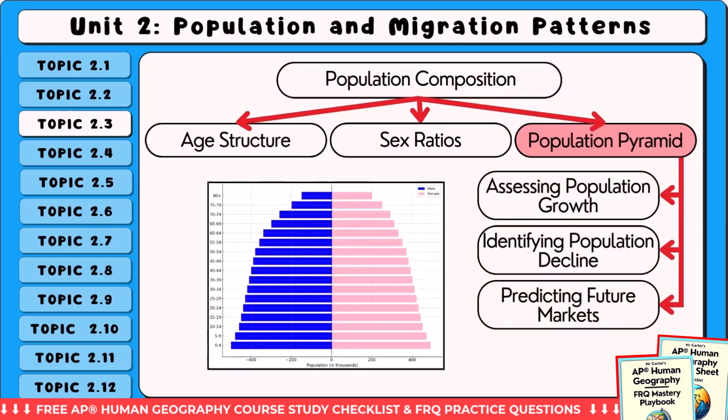There are three major uses of population pyramids. They help geographers assess population growth, identify population decline, and predict future markets for goods and services. Let's go through each one.